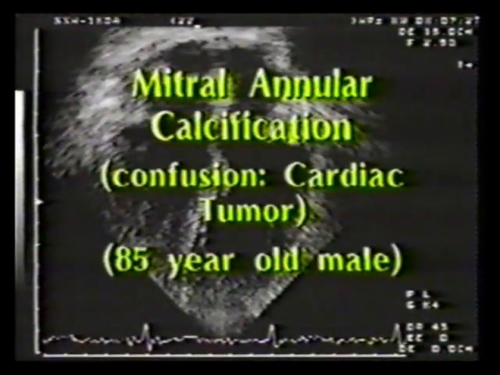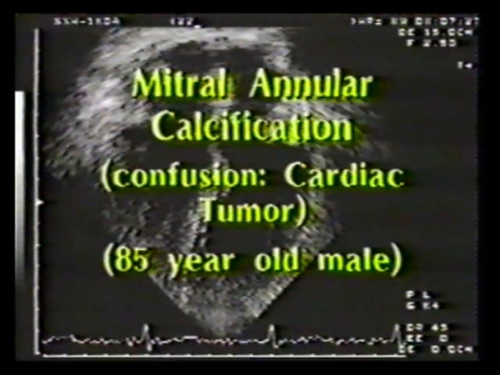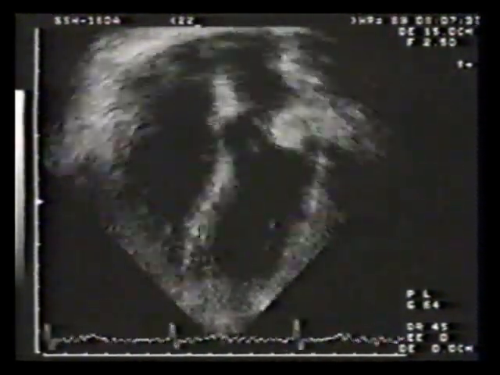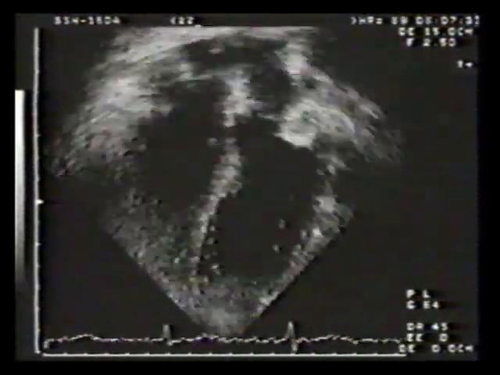Another masquerader of cardiac mass is an excessively large calcified mitral annulus, usually seen in the elderly. This is an apex down four-chamber view, and in the mitral annulus there's a large calcified mass of echoes. This is simply an excessive calcification of the mitral annulus and should not be confused with pathology.